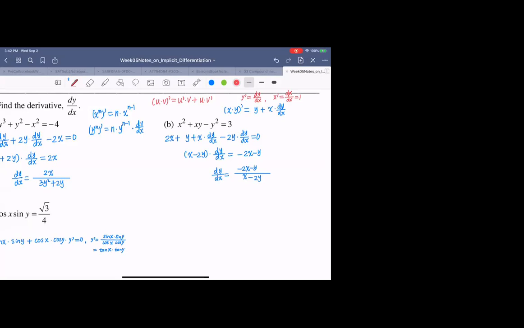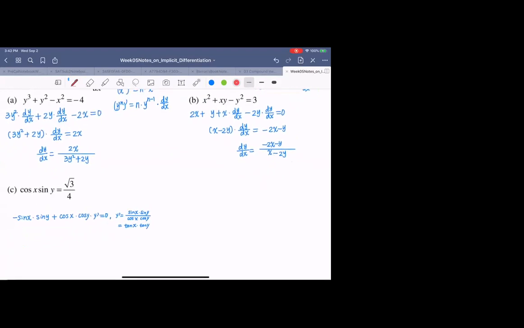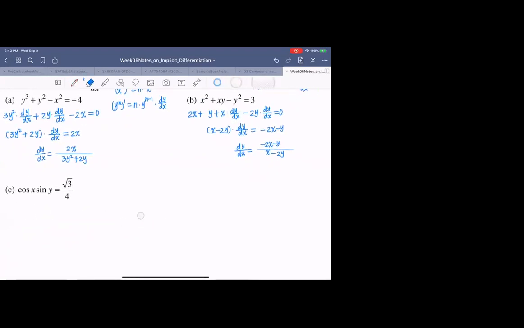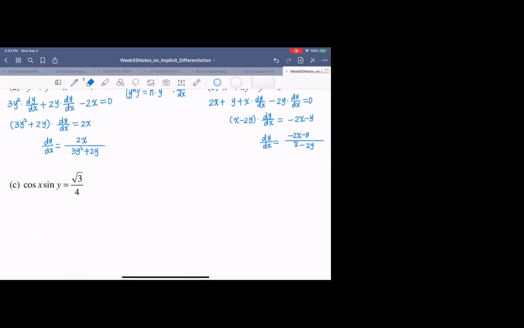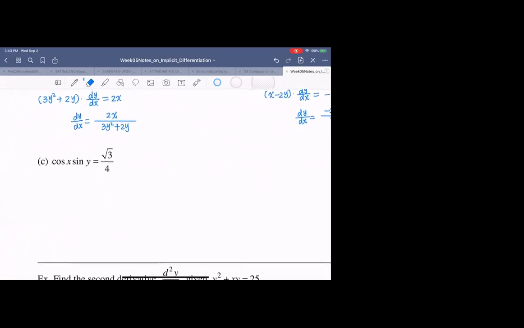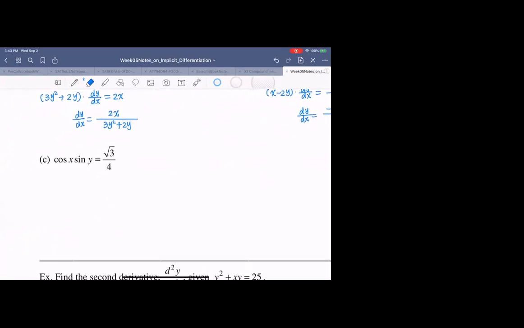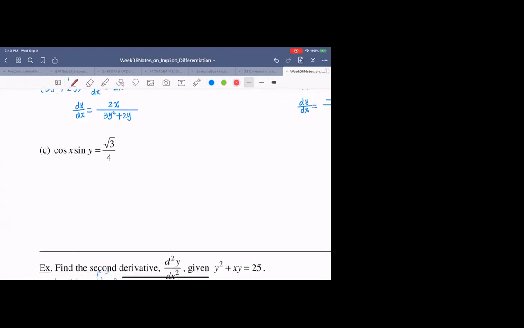That makes sense? Yeah. Good. Now let's work on the next. When you see this one, you might say, wow, this guy is not nice, okay? Because look at this. It has somebody times somebody. It has also trigonometry inside. So we have to pay attention. We have to make sure we follow the product rule and we also follow the chain rule.